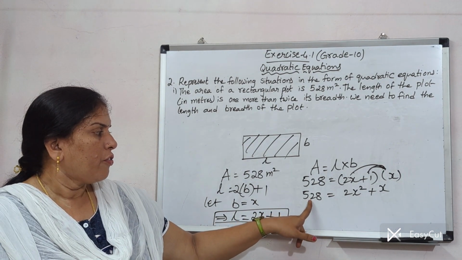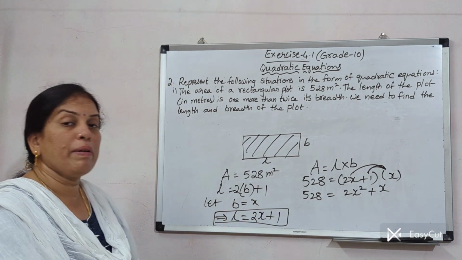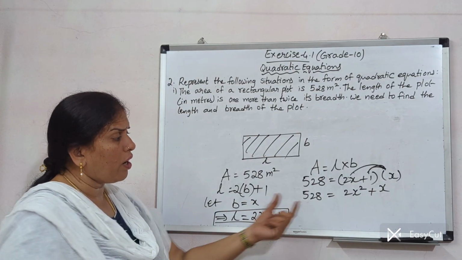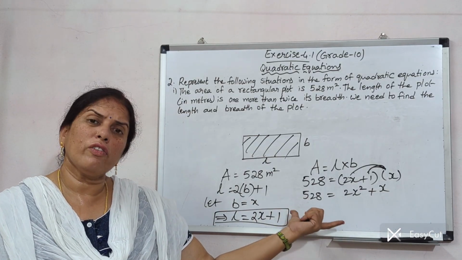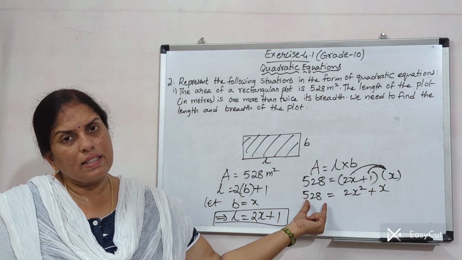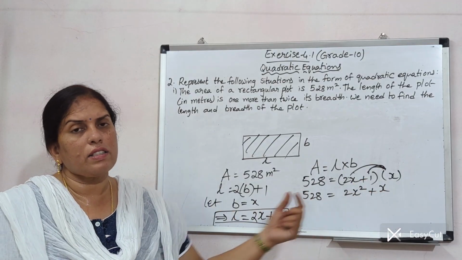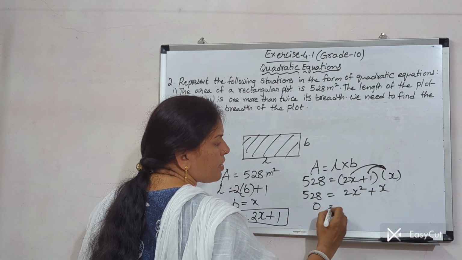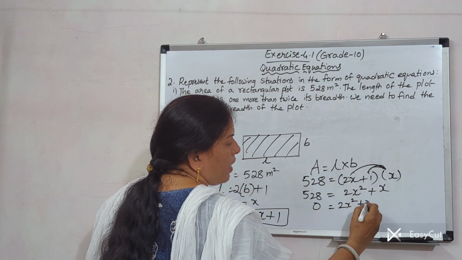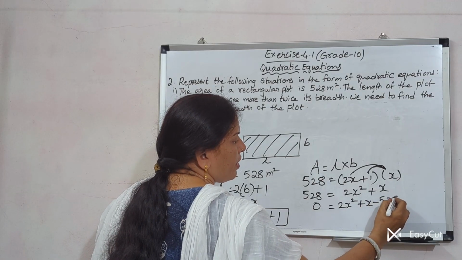Therefore, 528 I am sending to that side. It becomes minus 528. Then what will be here? Here 0 will be there. Why? Because I sent 528 to that side. That means here 0 will be there. So 0 is equal to 2x square plus x minus 528.